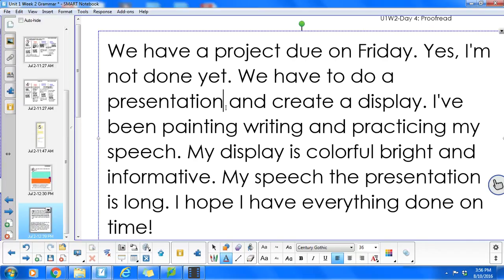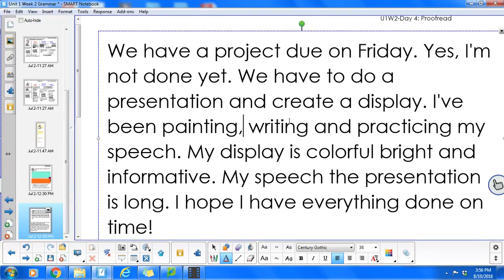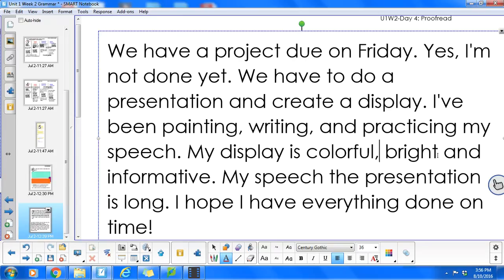That would be like if you had a sentence that said, John and Roger are riding to the store. You wouldn't have a comma between John and Roger because they're just two things. I've been painting, writing, and practicing my speech. Well, that looks like three things I'm doing. Painting, comma, writing, comma, and practicing my speech. My display is colorful, bright, and informative. Well, three things again. Colorful, bright, and informative.